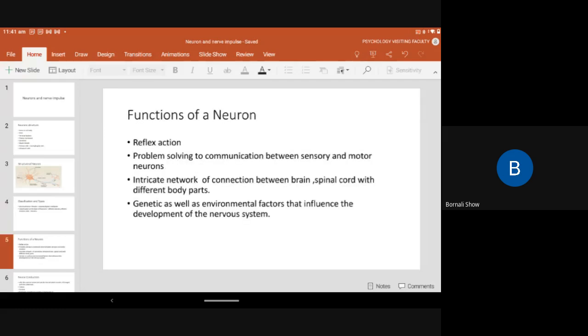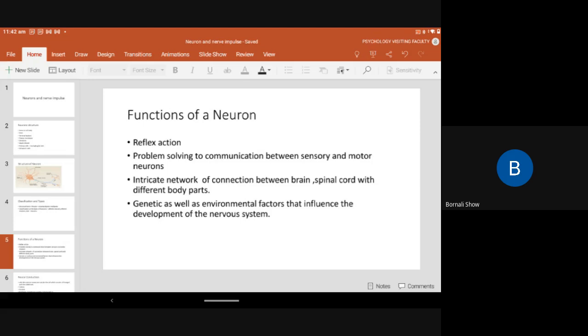Now, the next slide is about the main functions of neurons. The first and foremost function is the reflex action. Now, what is a reflex action? For example, blinking of the eyes, or any complex problem solving, or any communication between sensory and motor neurons, etc.